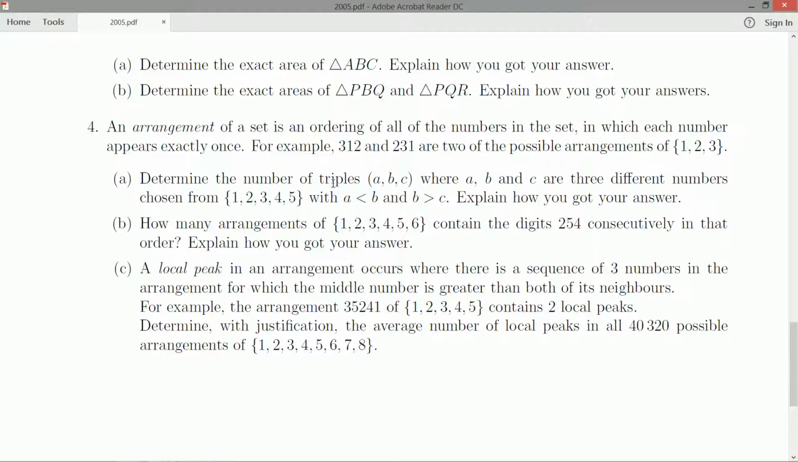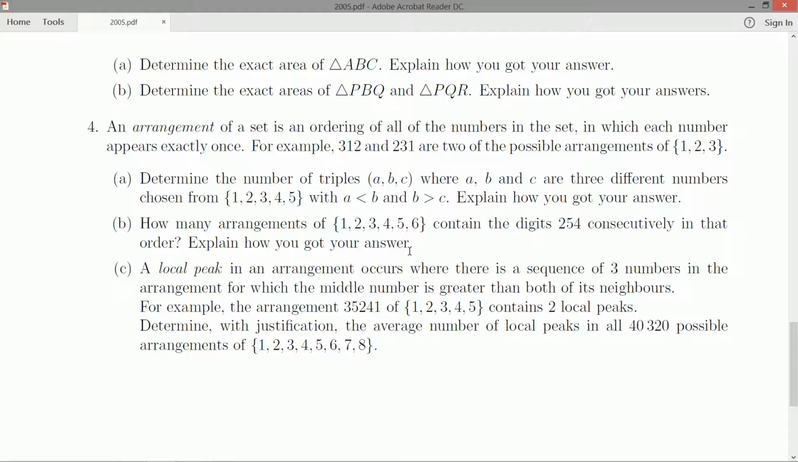A, determine the number of triples A, B, C, where A, B, and C are 3 different numbers chosen from 1, 2, 3, 4, 5, with A less than B and B greater than C. Explain how you got your answer. Alright, so this doesn't involve arrangements, because we're picking 3 of the numbers out, not all 5 to arrange them. I'm going to read a little further just to see where arrangements are coming in here. B, how many arrangements? Okay, it's in B. Of 1, 2, 3, 4, 5, 6 contain the digits 2, 5, 4 consecutively in that order. Explain how you got your answer.